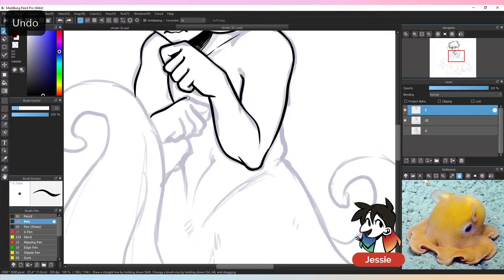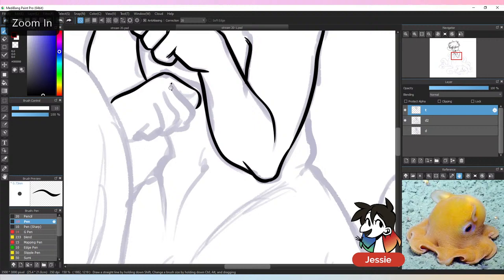Yeah, I'm taking my sweet time with this lining. I should probably hurry it up, though, because I know these little suction cups are going to take me ages. If I want to do some fancier lighting, then I'm going to have to hurry it up with the lines as well.